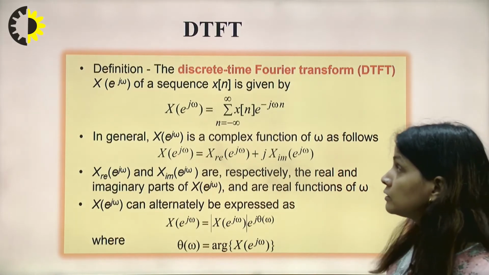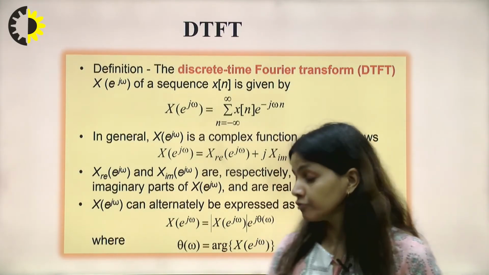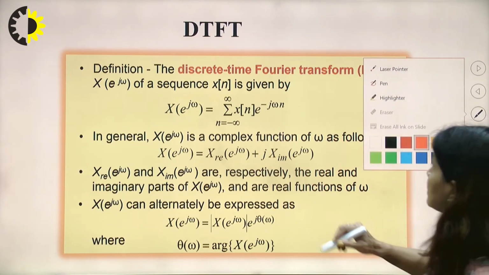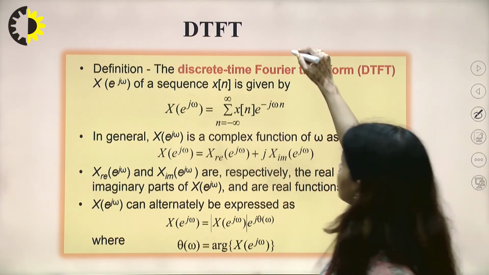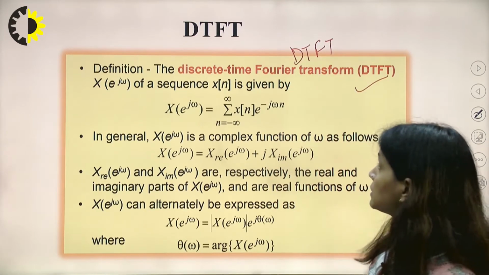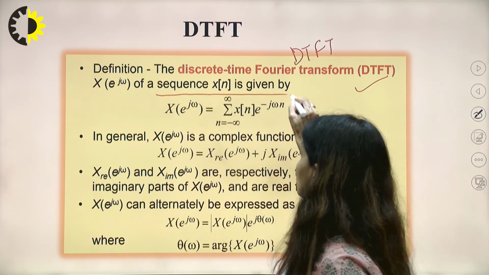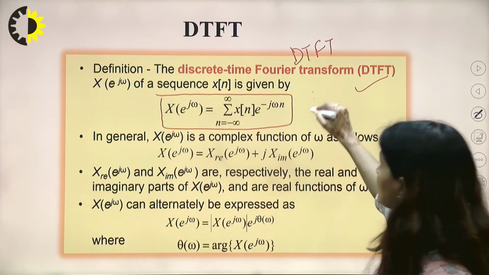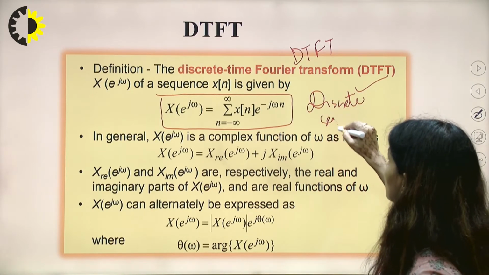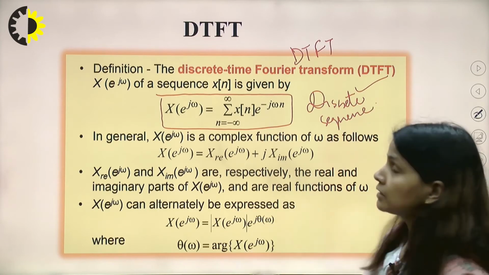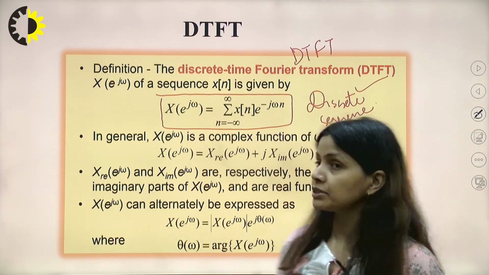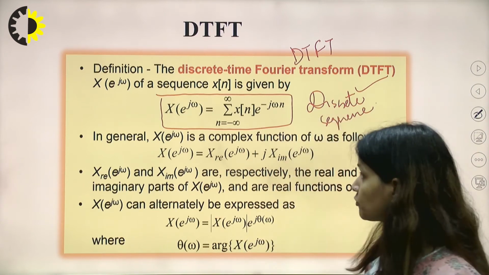So, coming to the definition of the DTFT, the discrete time Fourier transform, or DTFT in short, is defined only for a discrete sequence. For continuous signals, we calculate the CTFT, the continuous time Fourier transform. For a discrete sequence, we calculate the discrete time Fourier transform.